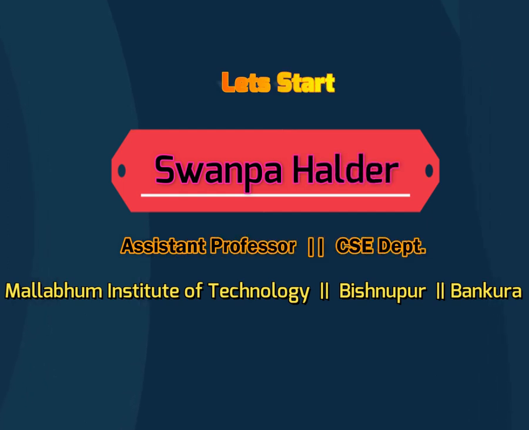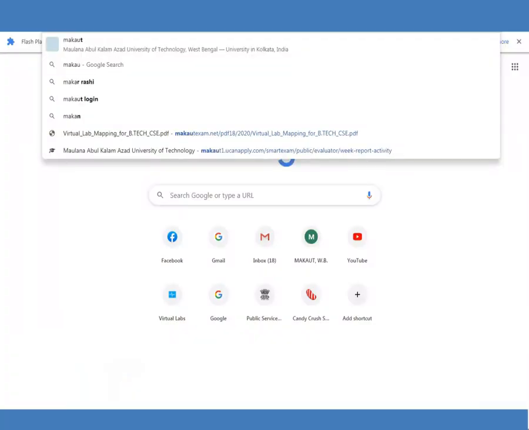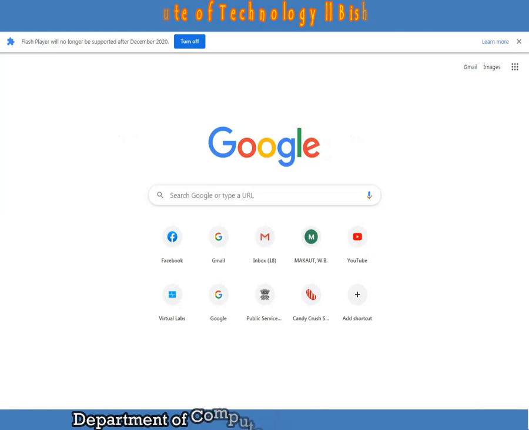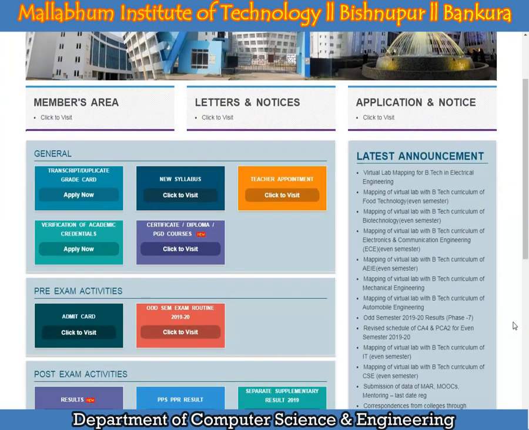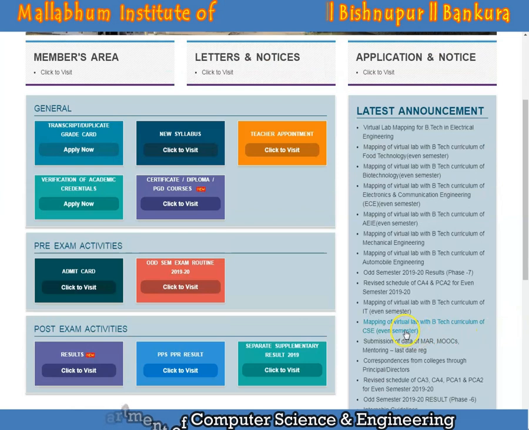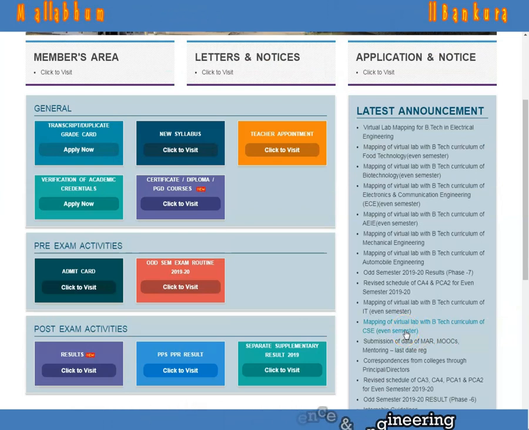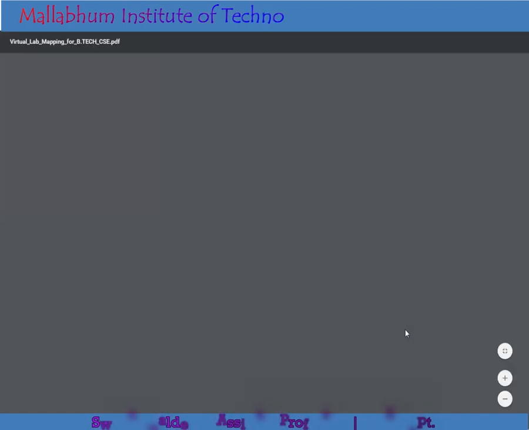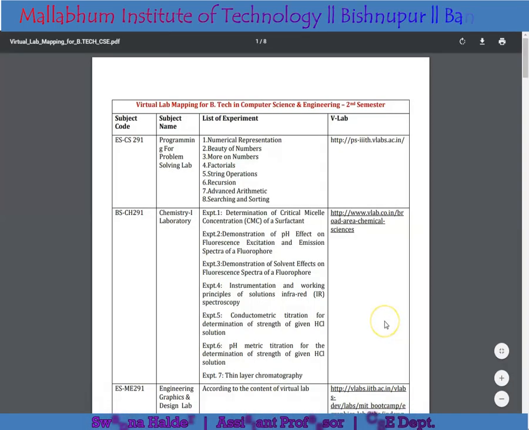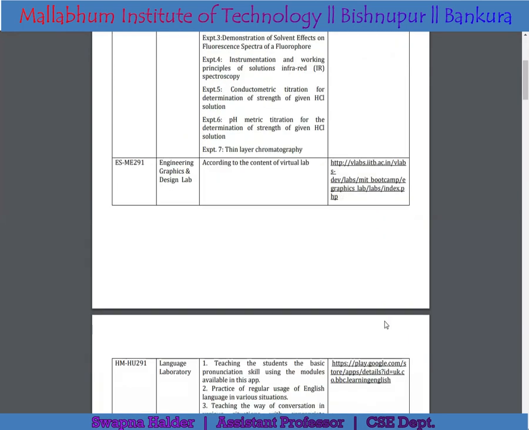First of all, you have to open the browser. Type here Makout. You will be directed to the Makout website. In the website, you will find in the latest announcement the mapping of Virtual Lab with the BTech curriculum of CSE. Click on it. It will redirect you to a PDF page.